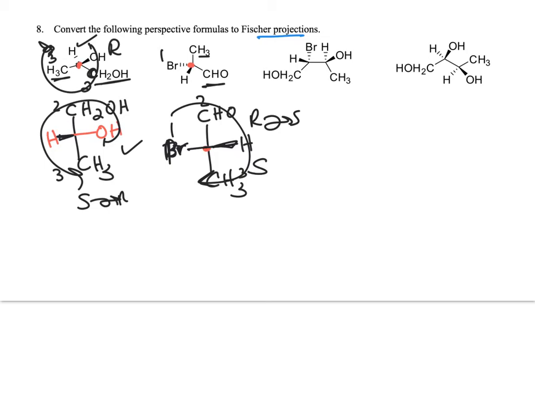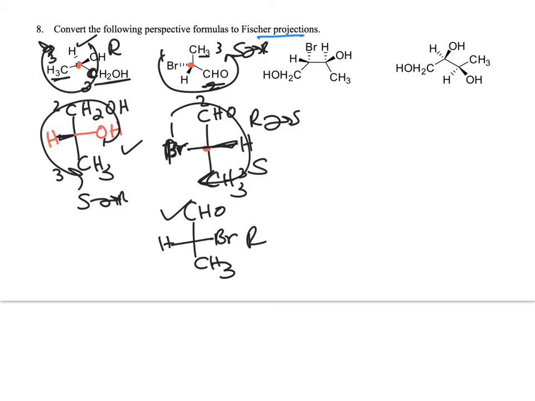Let's see what this one is. 1, 2, 3. 1, 2, 3. That is S, but the hydrogen in the back, so R. So then you can just rewrite it and put the bromine on the other side, and this would be your R. Okay, this one you have 2 stereocenters and your most oxidized carbon in the chain.